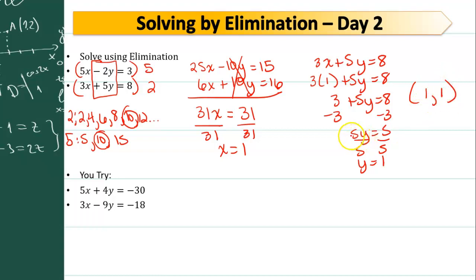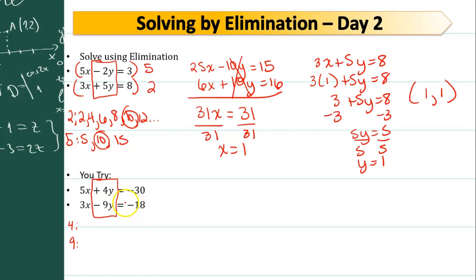All right, use this as an example. Pause the video and try that second one on your own now. I would look at maybe getting rid of the y's since they are already opposite signs. So think about making your list of multiples of 9 and 4.